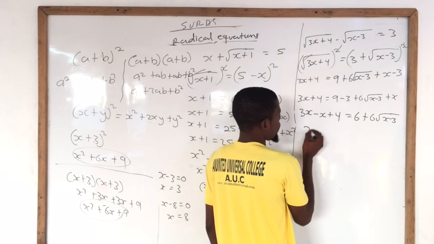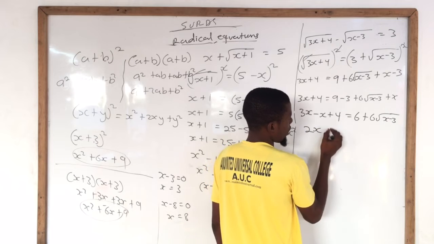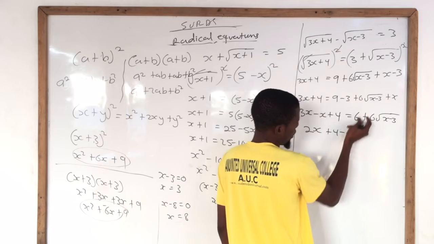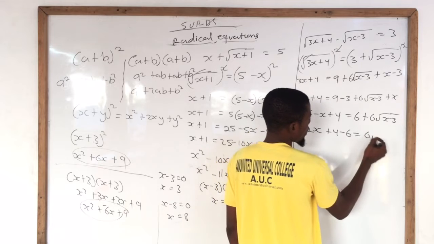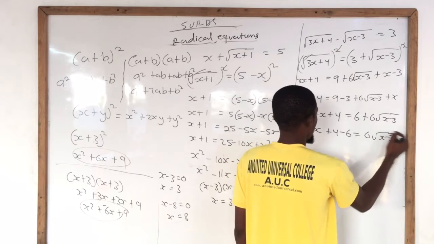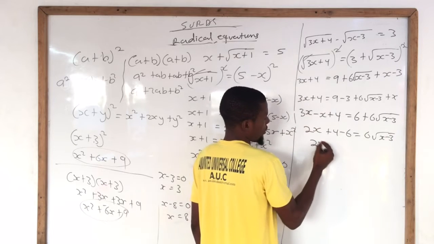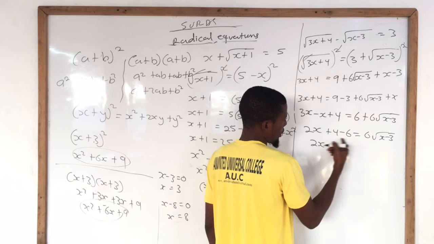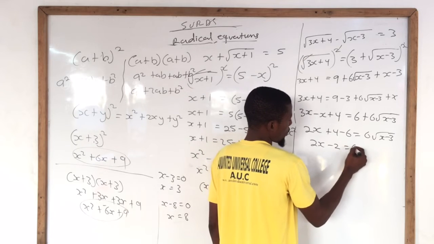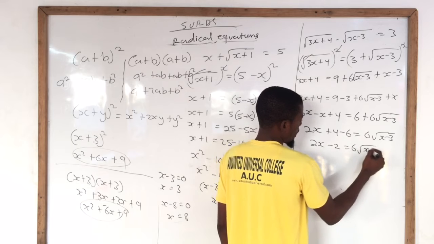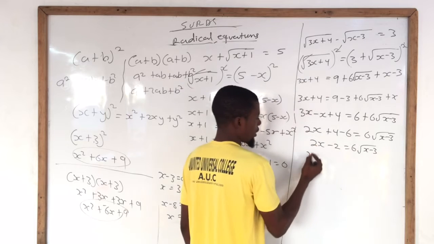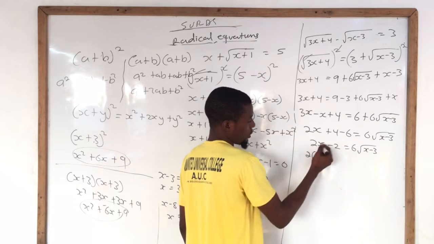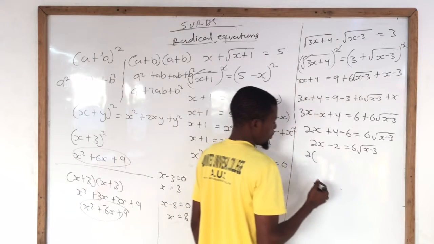Okay, so we have 2x plus 4 minus 6. I've brought 6, this 6 here equals 6 root of x minus 3. So at the end, I have 2x. This minus this will give me minus 2 equals 6 root of x minus 3. And since I can factorize 2 out here, let me do it that way so it will be simple here.